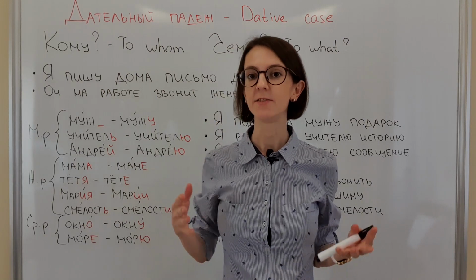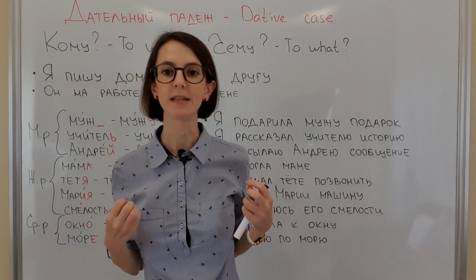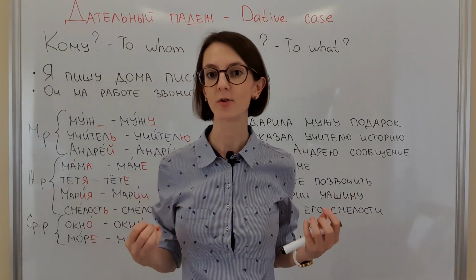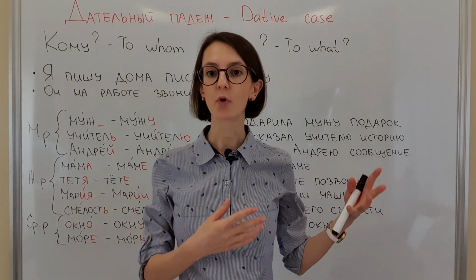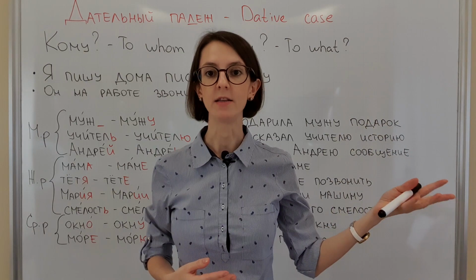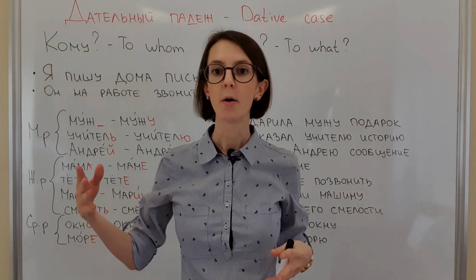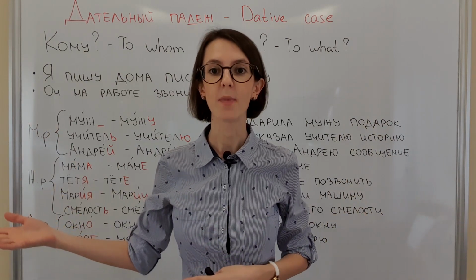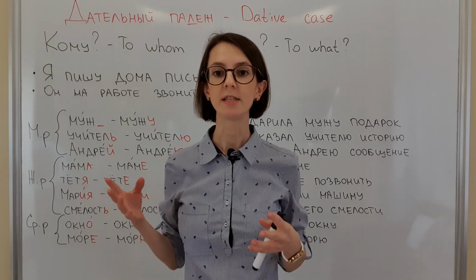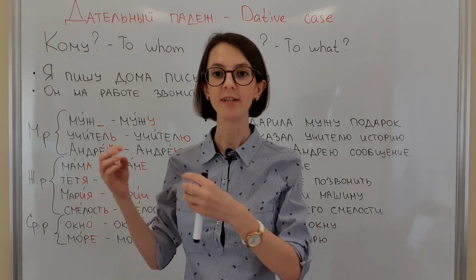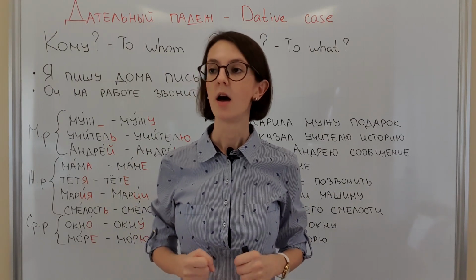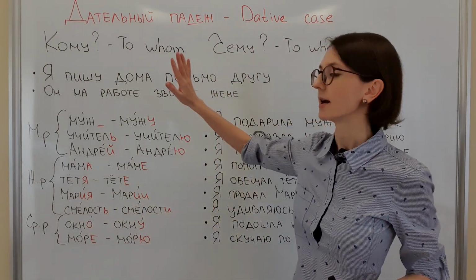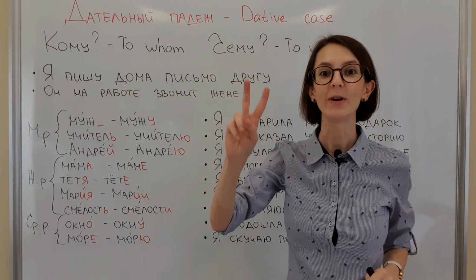We use dative case with recipients of our actions. For example, I call my mom, I promise my friend, I helped my grandmother, etc. In all these cases, we are talking about recipients who received our actions. Let's have a look. Yes, we ask two questions.